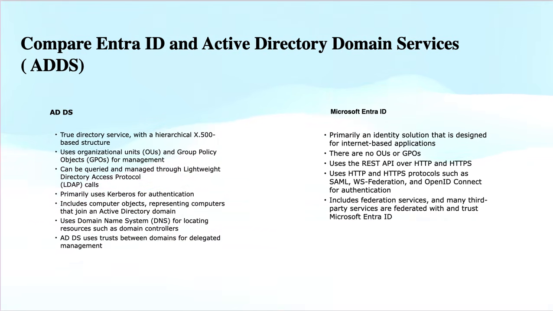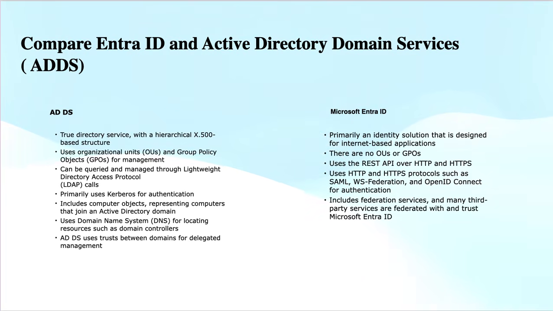In ADDS, we use DNS for locating the resources. In ADDS, we use trust relationships between domains or forests. Whereas in Entra ID, we set up federation between the businesses.